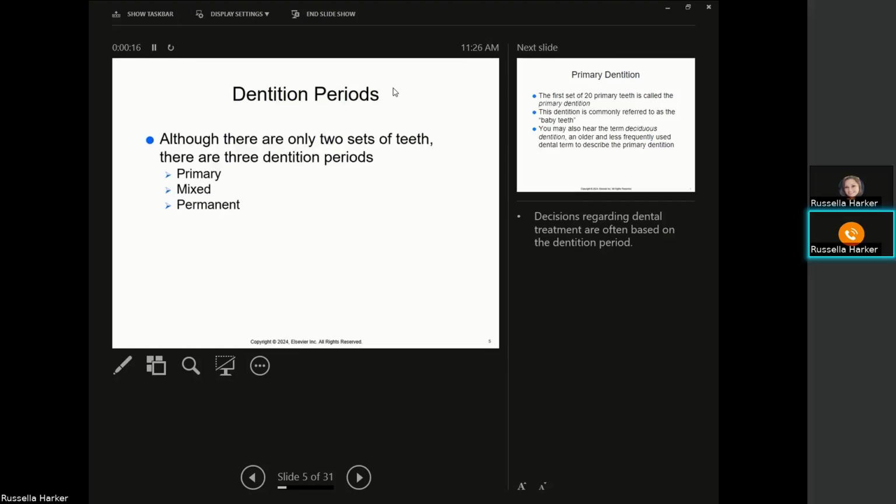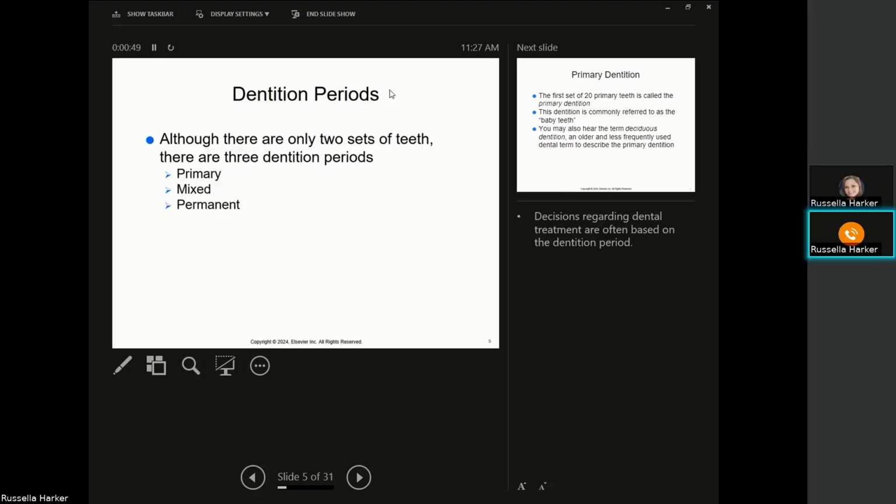So during your lifetime, you're going to get a primary set of teeth as a child. And when you are an adult and you lose all of those primary teeth, then you will have a permanent dentition. But in the intermediate, when you are losing or shedding those primary teeth and the adult teeth are coming in and you have a mixture of both primary and permanent teeth, that is called mixed dentition.